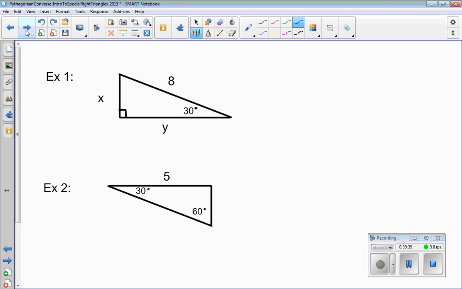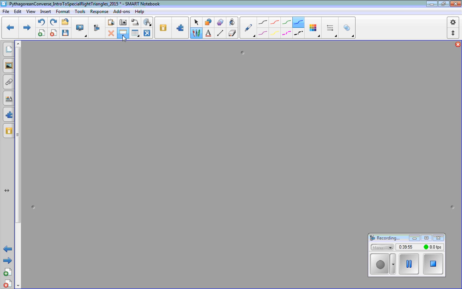Because you've got the hypotenuse is twice as long, and then you've got one of the legs is the square root of 3 times as long. So let's look at both of these examples. Okay? But let's just do one at a time. So I'm going to cover up the bottom one.